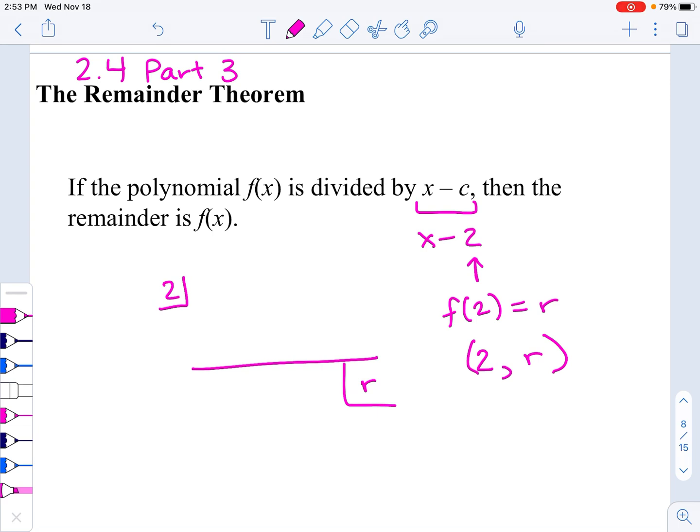It actually gives us an ordered pair on our graph. So as we're going through graphing our polynomial functions, using our synthetic division, if we don't end up with an answer of 0, it's just going to give us a point on our graph. If we end up with an answer that's 0, that means that is a solution or an intercept. It crosses the x-axis.